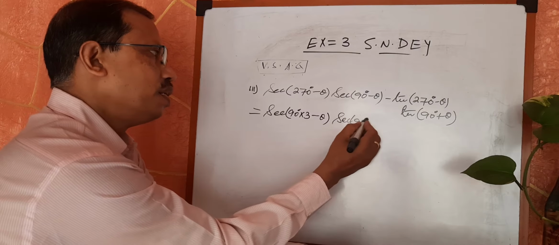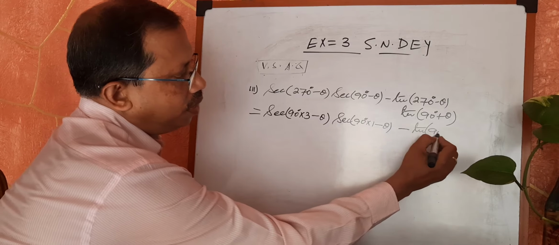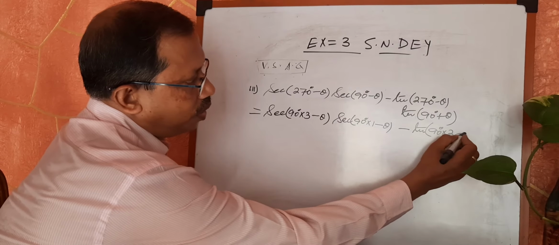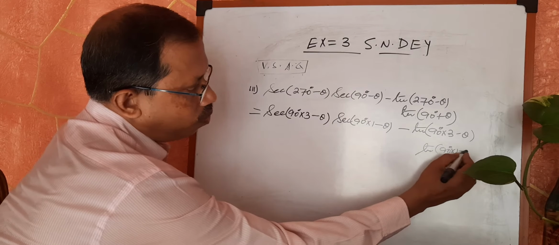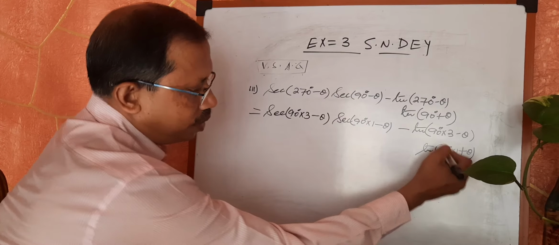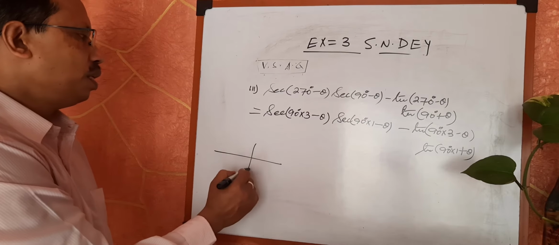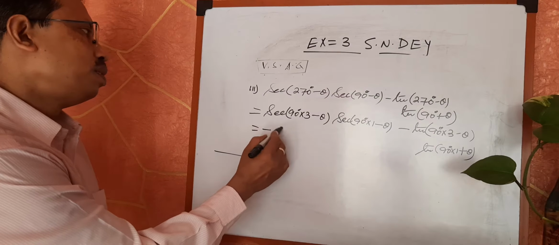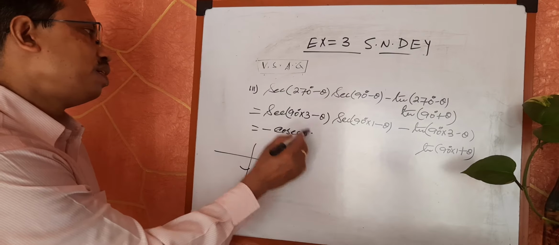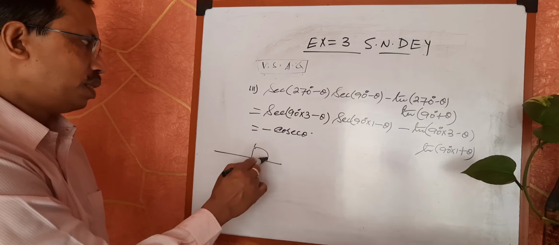sec(90° × 1 − θ) − tan θ. 90° × 3 − θ, tan θ. 90° × 1 + θ. Then we will see 90° × 3 here, minus θ. This is minus cosec θ. 90° × 1 − θ.